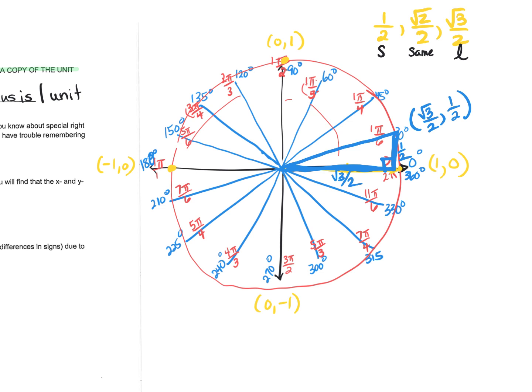Now, guess what? Every one of these is the exact same. Root 3 over 2, 1/2. Root 3 over 2, 1/2. You know the only thing I'm going to have to change is the sign. So in the second quadrant, x is what? Negative, and y is positive. In the third quadrant, x is negative, and in the fourth quadrant, x is positive and y is negative, but the root 3 over 2 and 1/2 didn't change.